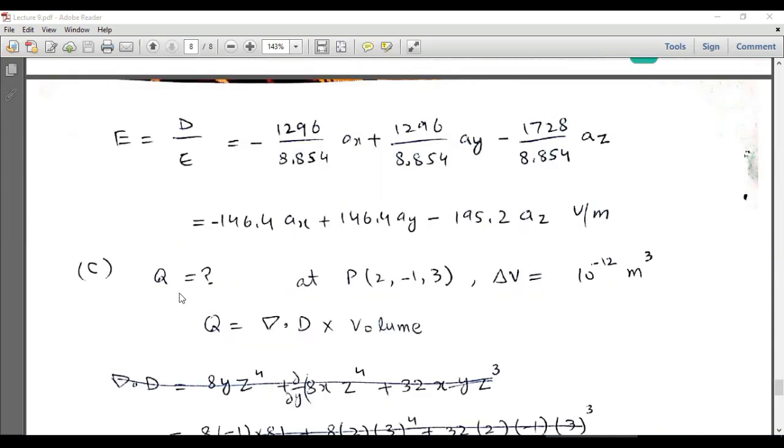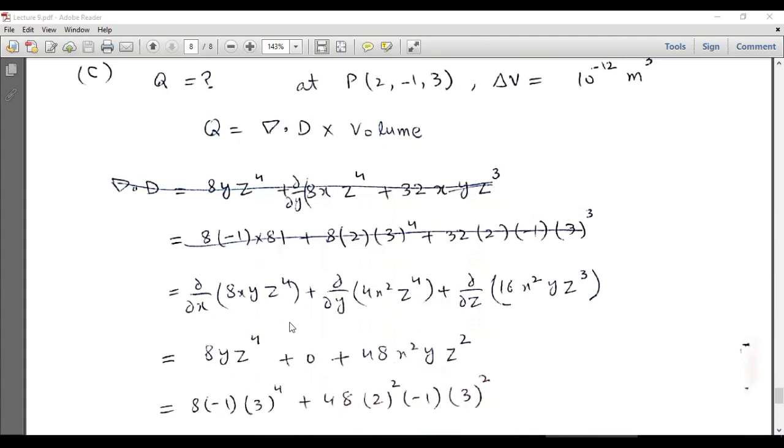And in the final part, we have to calculate the total charge at this point if we are given an incremental volume of 10 raised to power minus 12 meter cubed. So this total charge is equal to del dot D into dV, right? Del dot D is volume charge density, and if we multiply volume charge density with the total volume, we get the total charge. So let's first calculate del dot D.